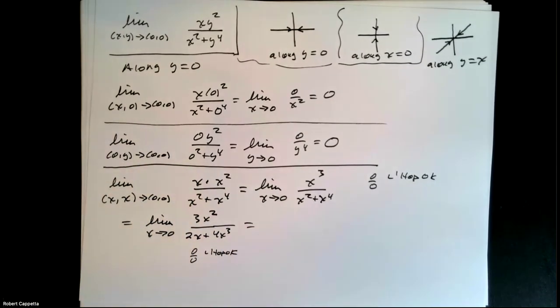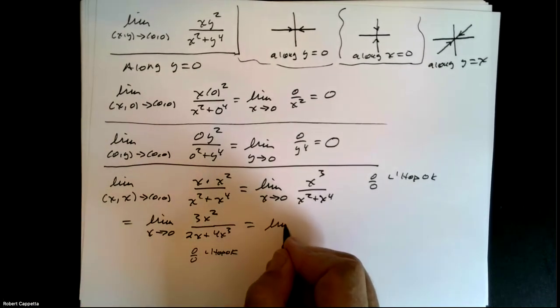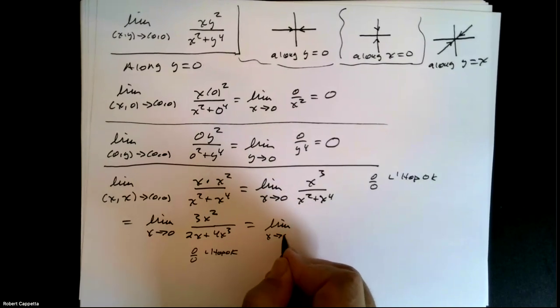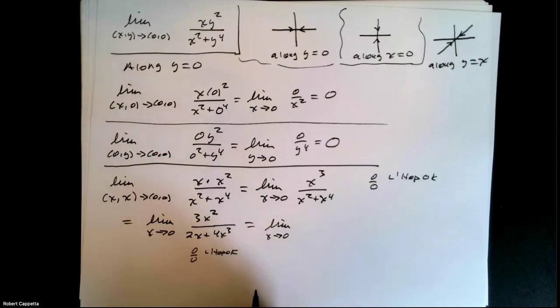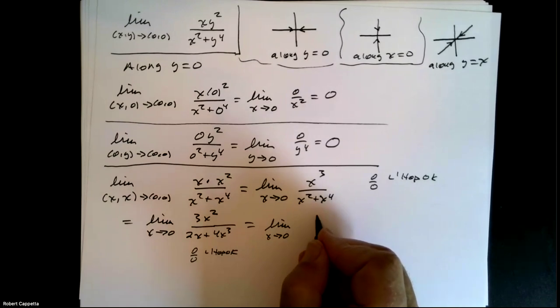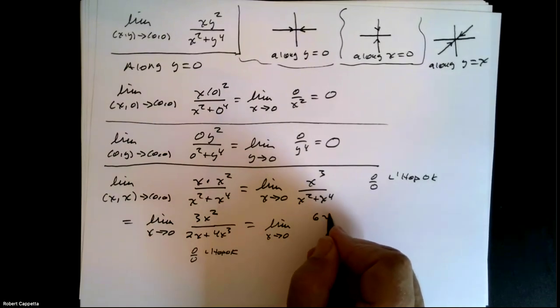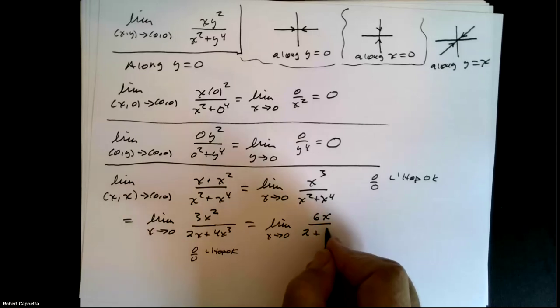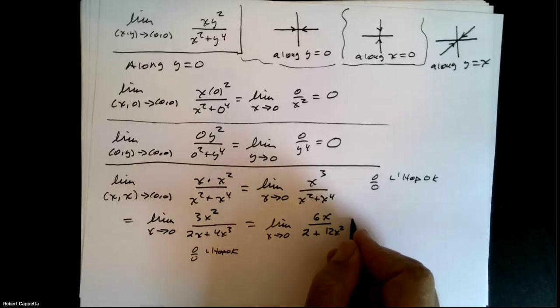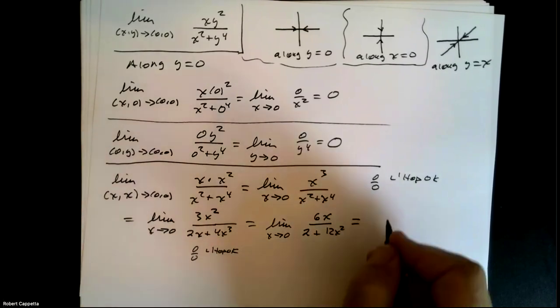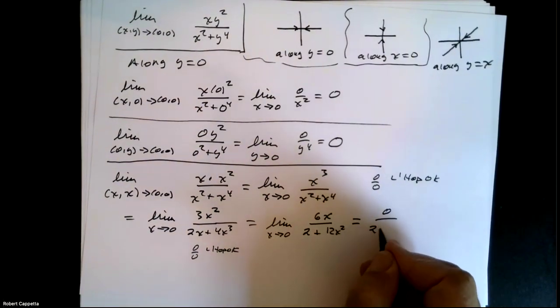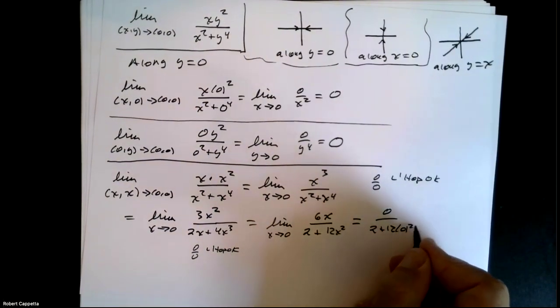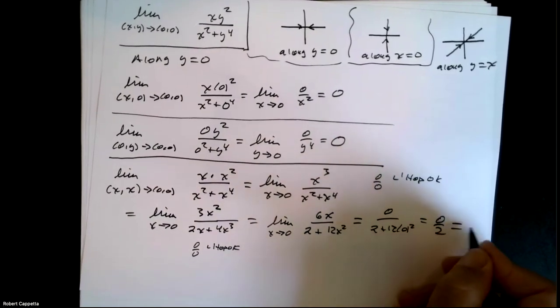So what is that going to be? Derivative of the top, limit as x goes to 0. What do we get? Upstairs we get 6x. Downstairs I have 2 plus 12x squared. What do I get now? Upstairs 6 times 0 is 0. Downstairs 2 plus 12 times 0 squared. I get 0 over 2, which equals 0.